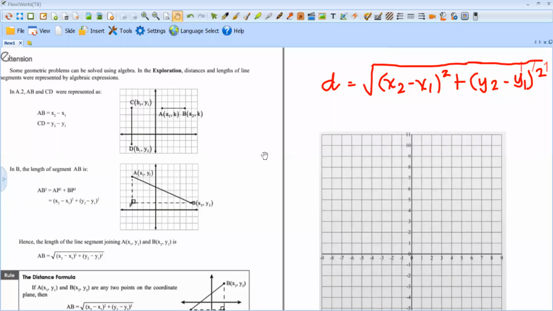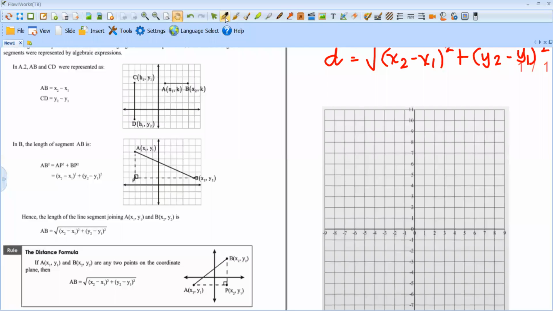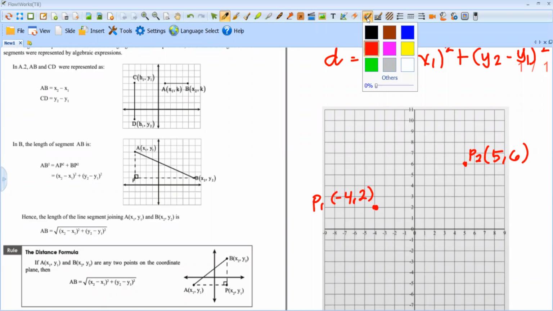So for example, we have 2 points given. Let's try to graph the given points. For example, we have -4, 2, and 5, 6. This is another point. Point 1 and point 2. Okay? Then we have to connect those 2 points. We will connect this, and there is a distance between these 2 points.